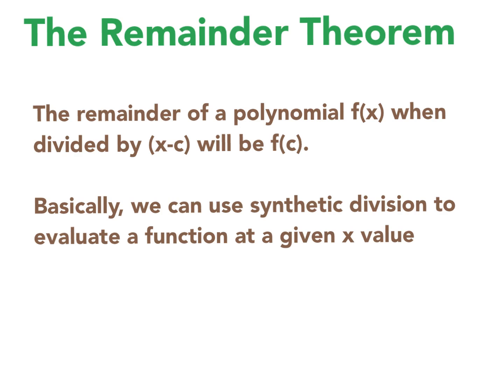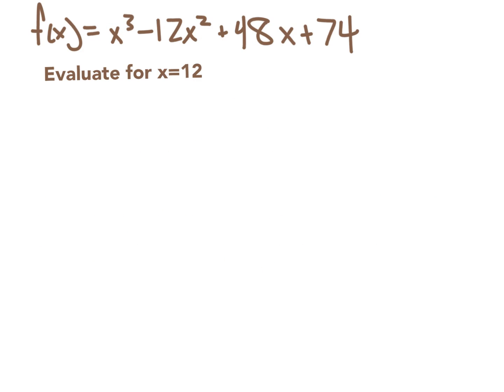All right, so these notes were supposed to be about the remainder theorem and factor theorem, so let's get to it. The remainder theorem says the remainder of a polynomial f of x when divided by x minus c will be f of c. So basically, we can use synthetic division to evaluate a function at a given x. Let's try it. All right, x cubed minus 12x squared plus 48x plus 74. Evaluate for x equals 12.